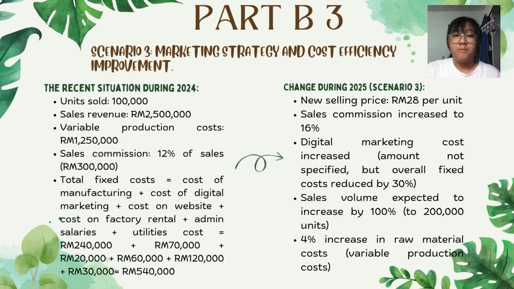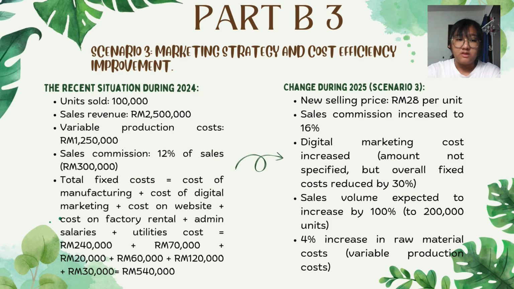Next, I will explain Scenario 3 in Part B, which is marketing strategy and cost efficiency improvement. The situation in 2024: the units sold were 100,000 units. The sales revenue is 2,500,000 ringgit. The variable production cost is 1,250,000 ringgit. The sales commission is 12% of sales, which is 300,000 ringgit.